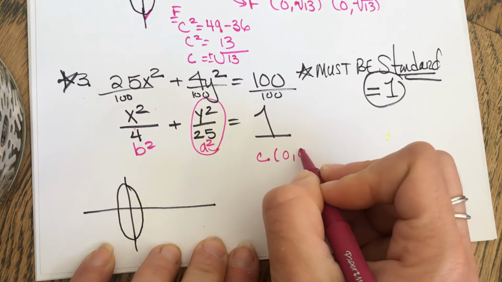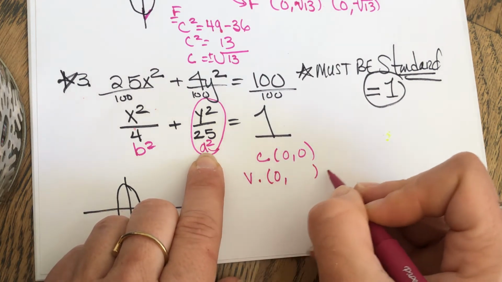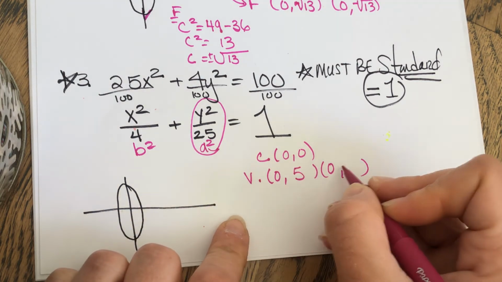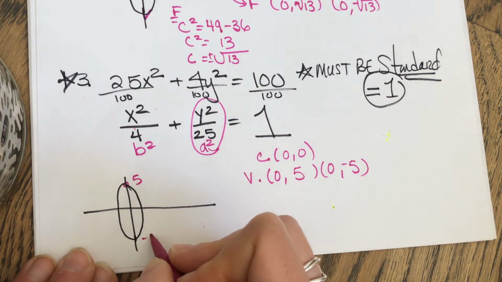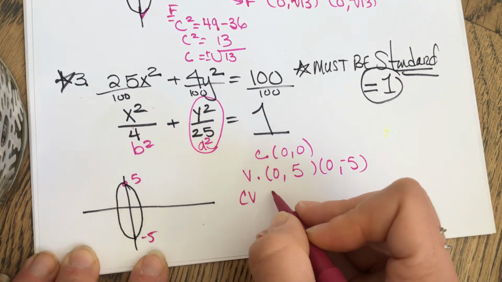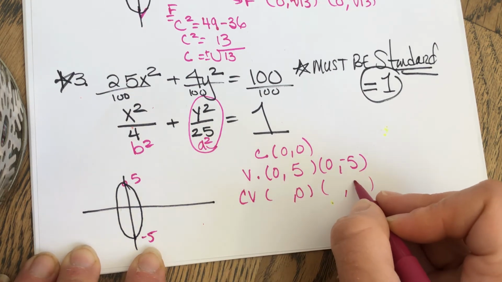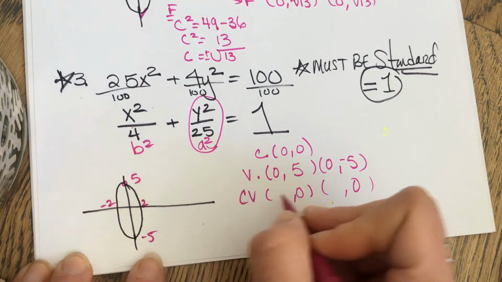Center, 0, 0. Vertices, well, it's the y, so get that 0 for the x. A squared is 25, so a is 5, negative 5. So the co-vertices are along the x, get those zeros in for your y's. B squared is 4, so that means b is plus or minus 2.